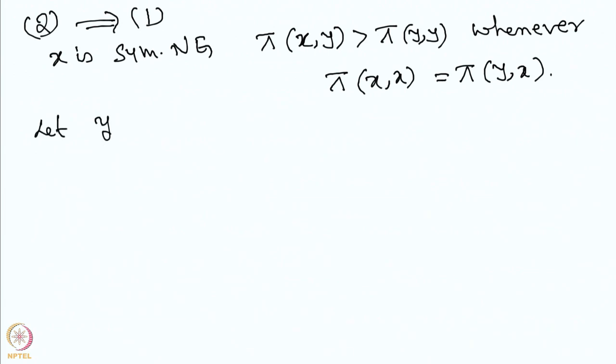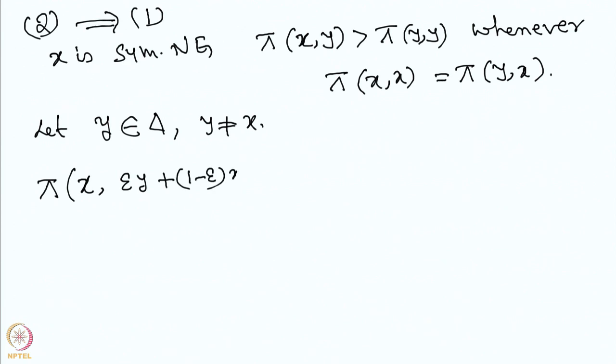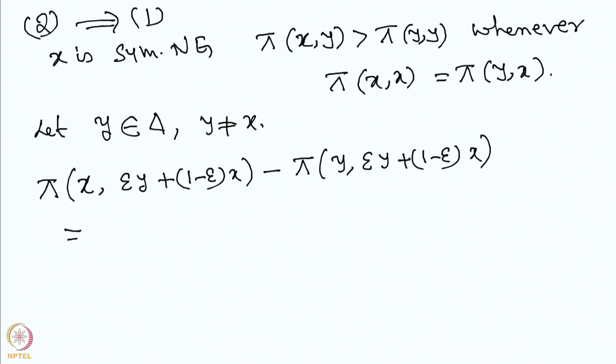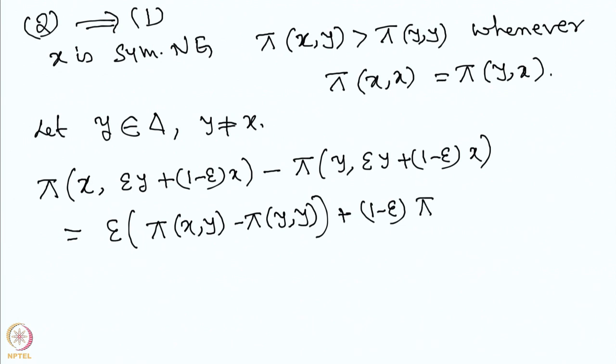Let y belong to delta, and of course y not equal to x, that we have to take. Now look at pi of x comma epsilon y plus 1 minus epsilon x, minus pi of y comma epsilon y plus 1 minus epsilon x. So this is nothing but epsilon times (pi xy minus pi yy), this we have already seen, and then 1 minus epsilon times (pi xx minus pi yx).